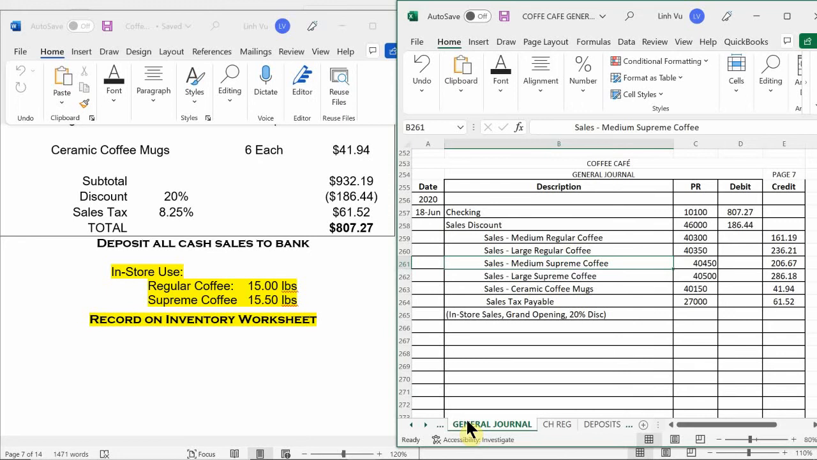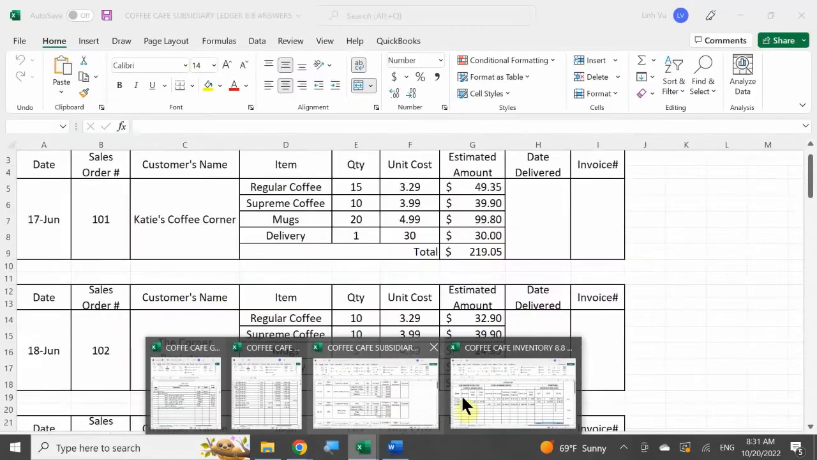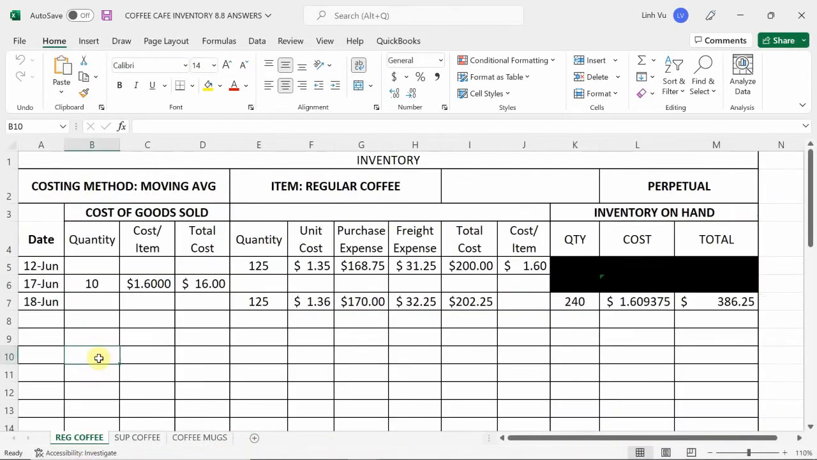So, what do we do here? How do we record this transaction? Okay, we're going to have to do the cost of goods inventory sheet. So, inventory worksheet. All right, here we are, starting with the regular coffee.